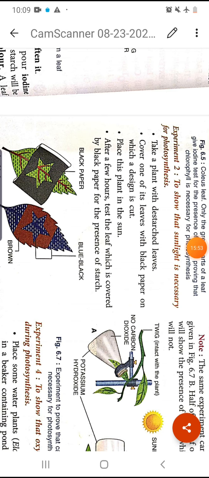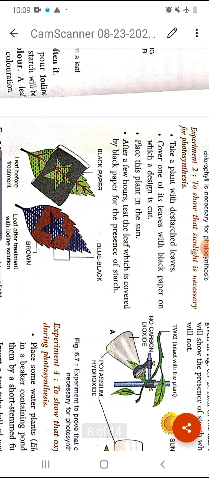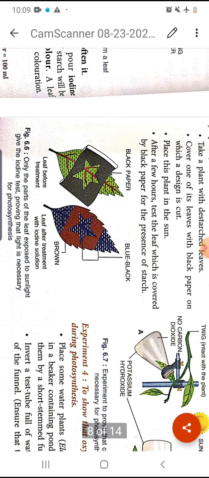Now the next experiment is to show that sunlight is necessary for photosynthesis. First take a plant with destarched leaves. So now you know how we have to destarch the leaves: we keep it in dark for 24 to 48 hours. Now cover one of the leaves with black paper. Make a design in the middle, and place this plant in the sun. After a few hours, test the leaf covered by the black paper for the presence of starch.